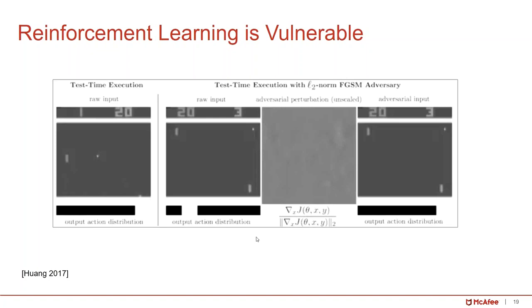The goal is to get the maximum reward in the time sequence of the decision. So it has been widely used for games and robotics. This UC Berkeley paper shows that not just supervised learning approaches are vulnerable. The different algorithms in reinforcement learning are also vulnerable to this type of attack.